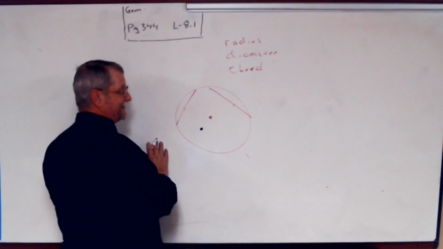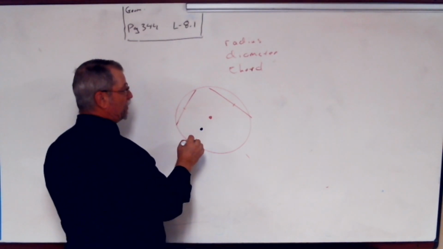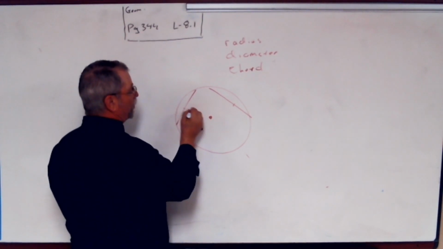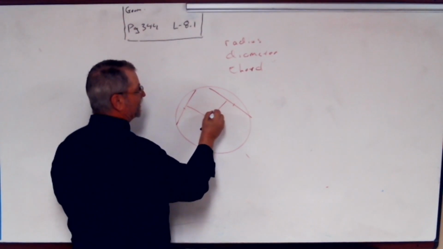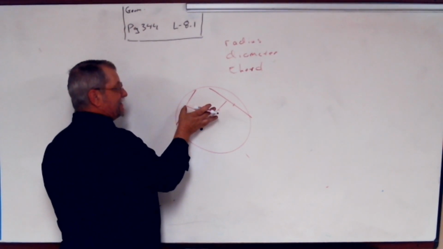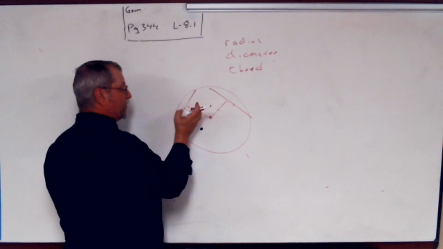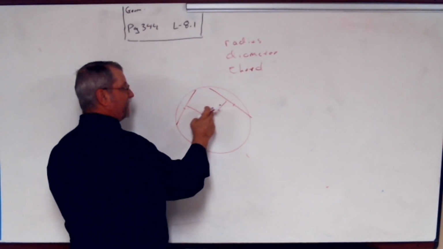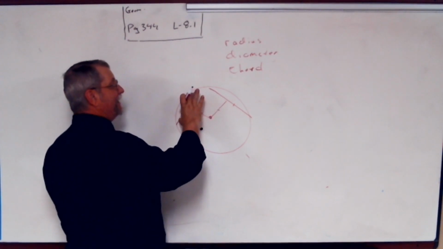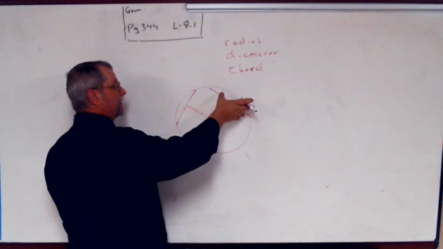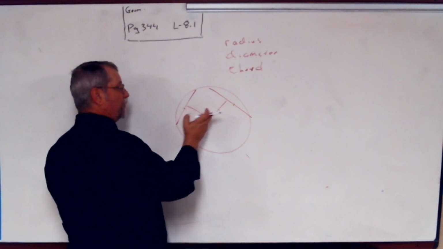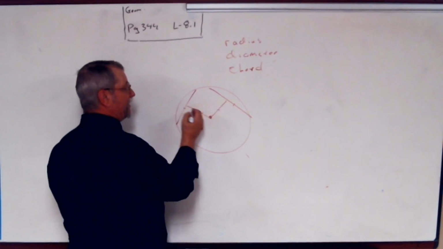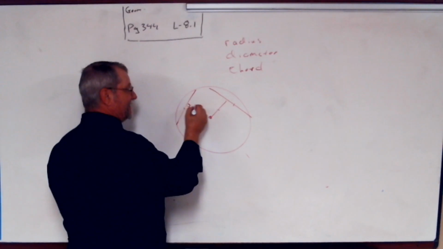They're congruent. That's true if and only if this distance here and this distance here are the same. If the distances from the center to each chord are the same, then the chords are congruent. If the chords are congruent, then these distances will be the same. And it's always going to be at 90 degrees here.